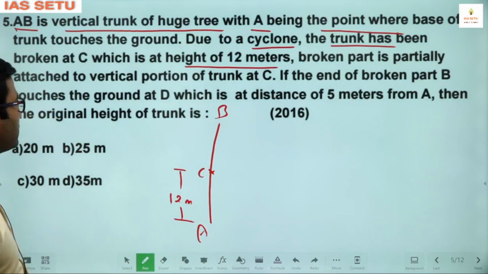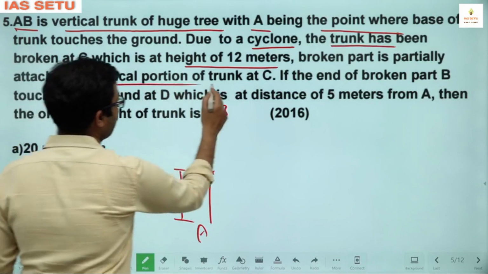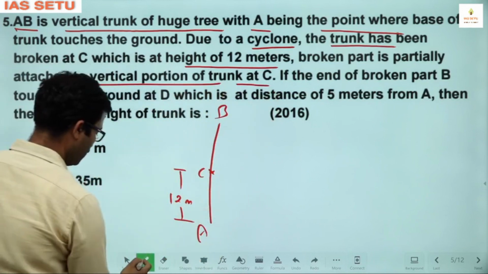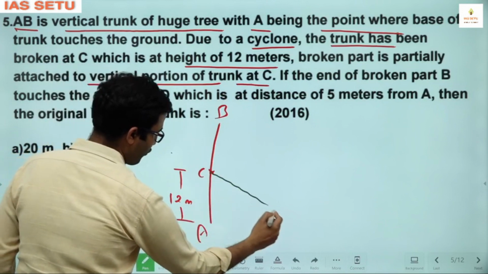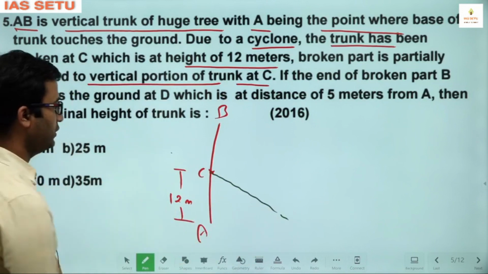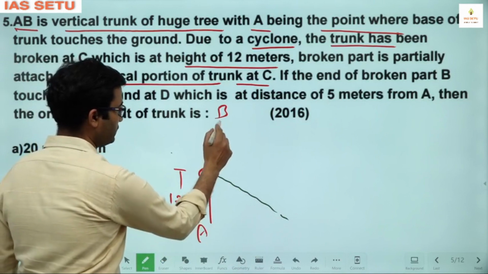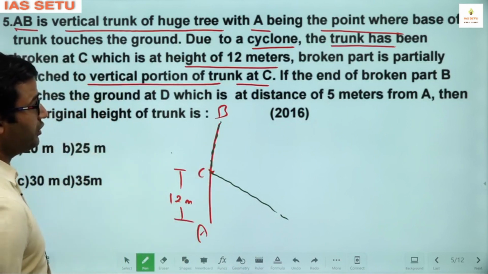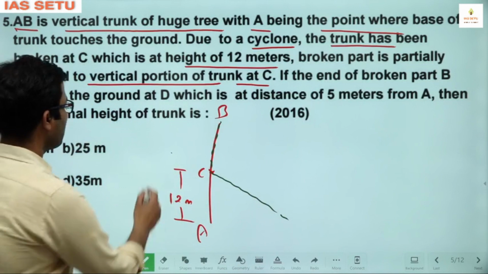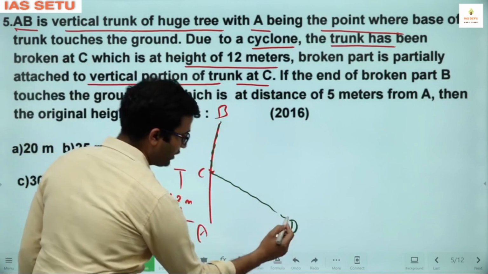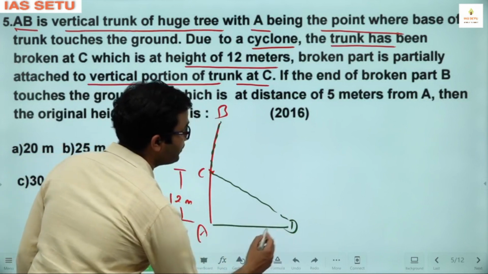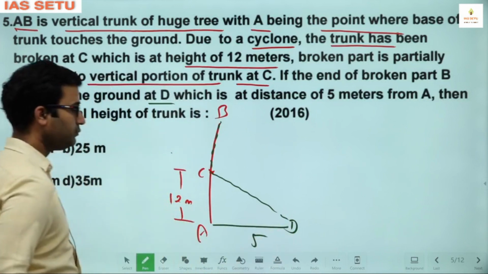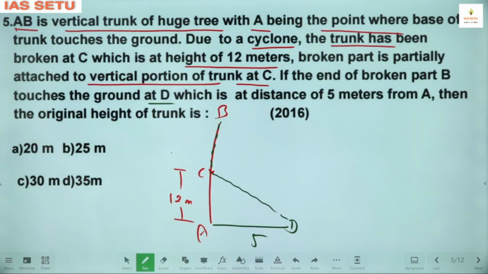The broken part is partially attached to the vertical portion of the trunk at C. So this is the broken part, still attached. If the end of the broken part, B, touches the ground at D, at a distance of 5 meter from A. This is 5 meter from A.